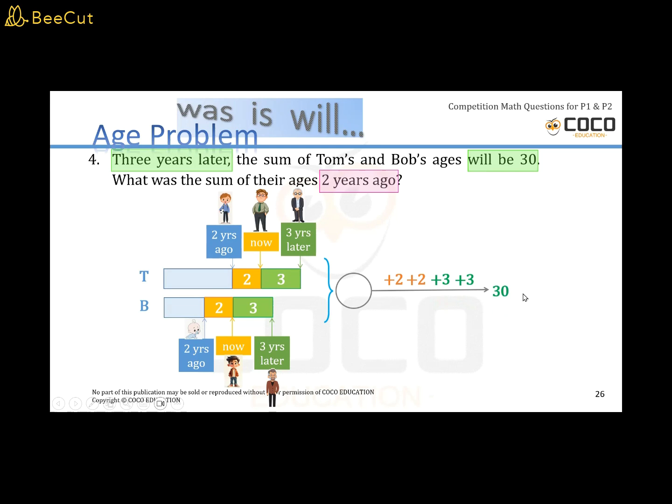You will find this is working backward. That's the same as before. From 2 years ago to 3 years later, Tom getting 5 years more. Bob also getting 5 years more. So double 5 equal 10. Forward plus 10, so backward should minus 10. 30 minus 10 equal 20. So the answer is 20.